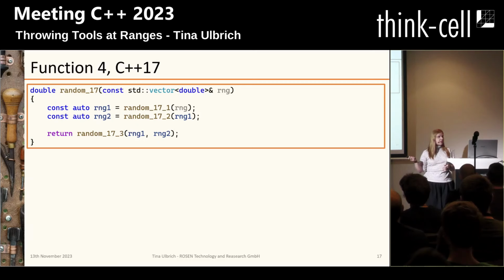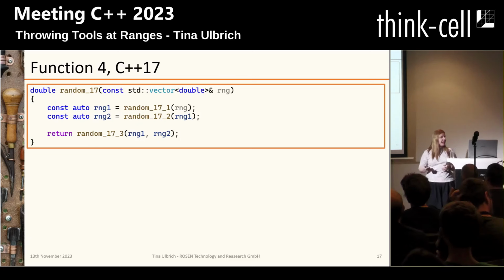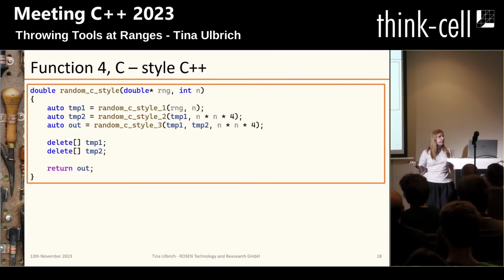Same with C++17. Note that we could make these ranges const in the standard library, but it's non-const in range-v3. I actually don't really have an answer for that. I guess Nico has. Yeah, and doing the same with the C-style, but then again, we need to delete all of our temporaries because it does not do this on its own.